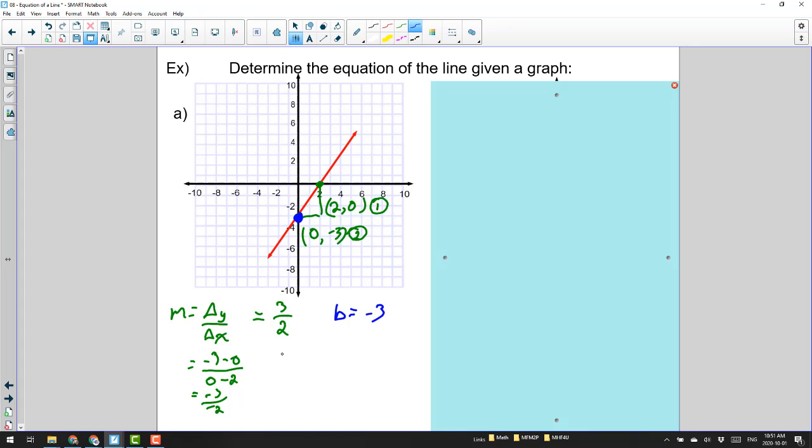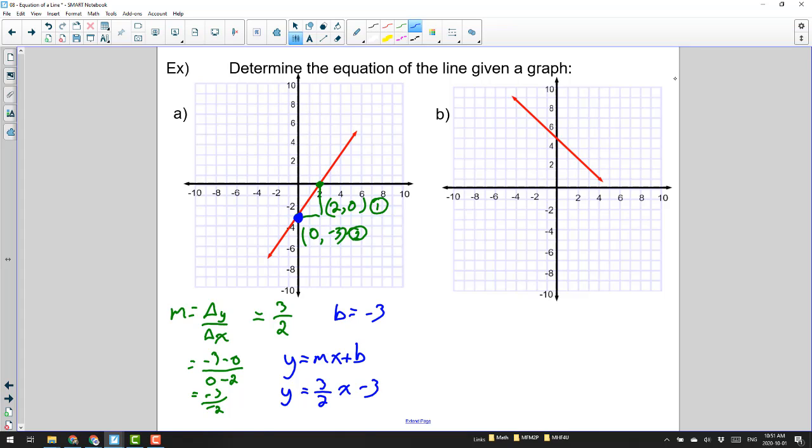So putting this all together then, I know my line is y equals mx plus b. So let's plug in our numbers. y equals 3 over 2 x minus 3. And there's the equation of the line. Let's try another one.